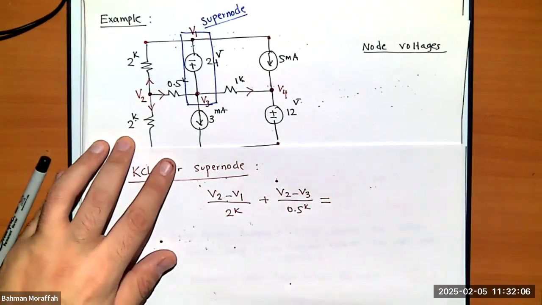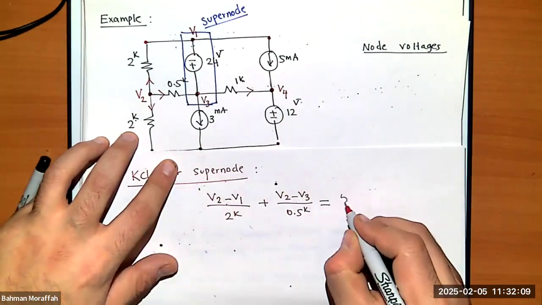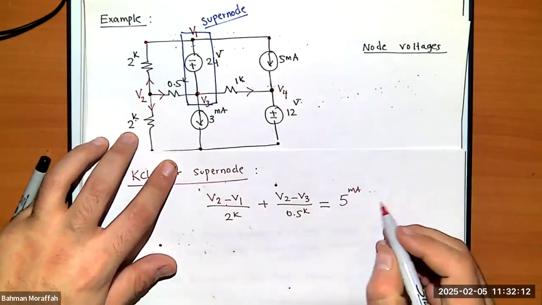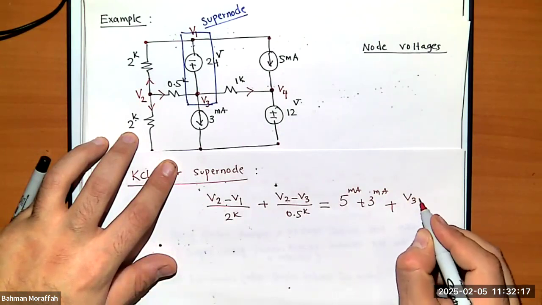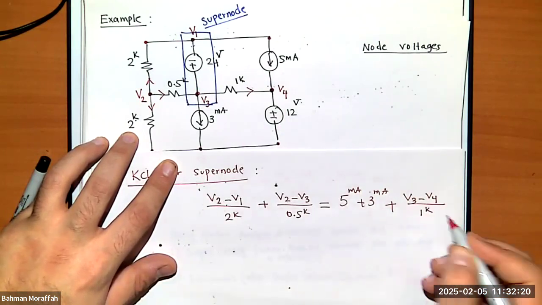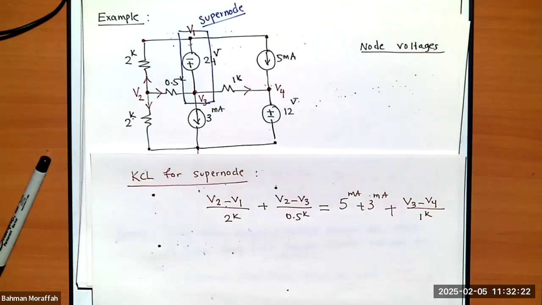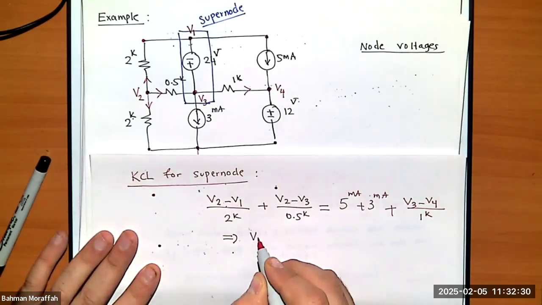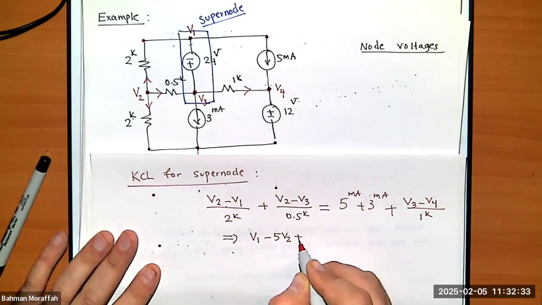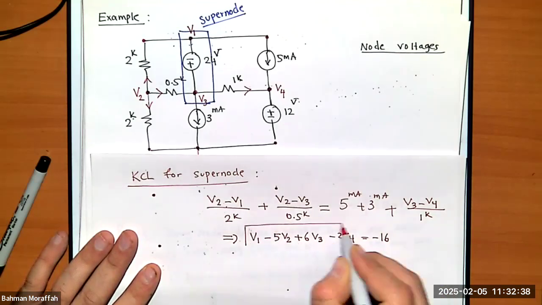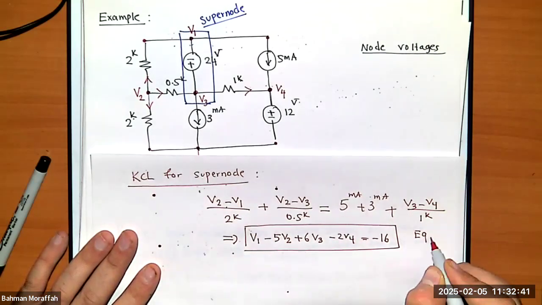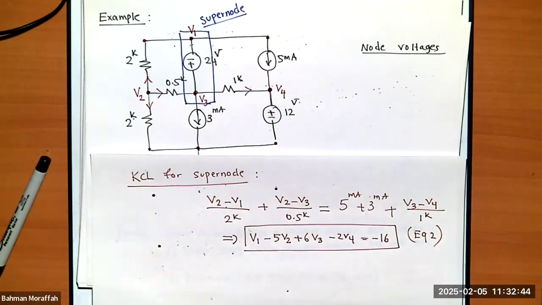So that equals whatever is going out. Well, this is going out, so I have 5 milliamps. This one's going out, so I have 3 milliamps. And I have this current going out, which is going to be V3 minus V4 divided by 1K. Multiply everything by 2 and simplify it. The equation you get would be V1 minus 5V2 plus 6V3 minus 2V4 equals minus 60. Now let's call it equation 2.